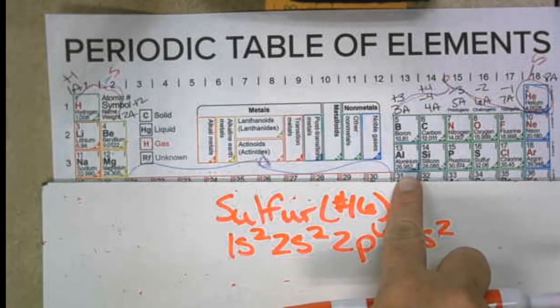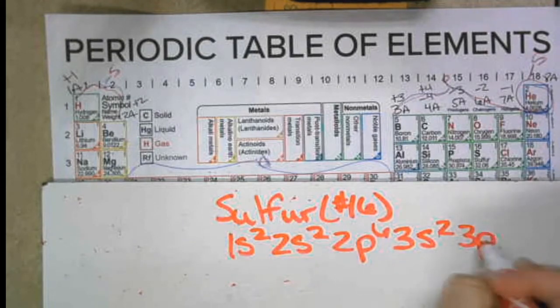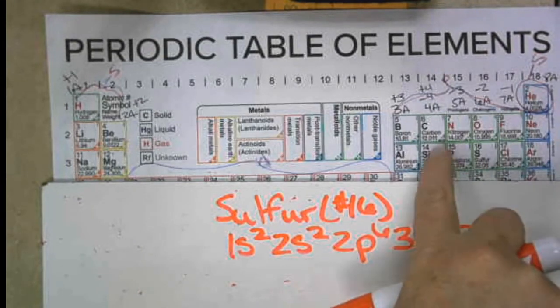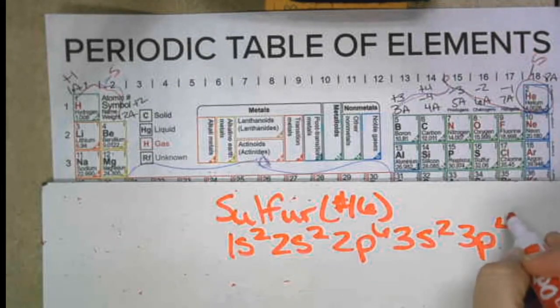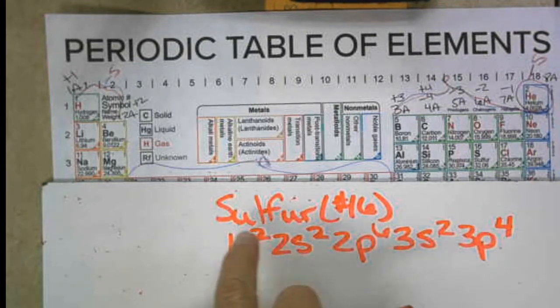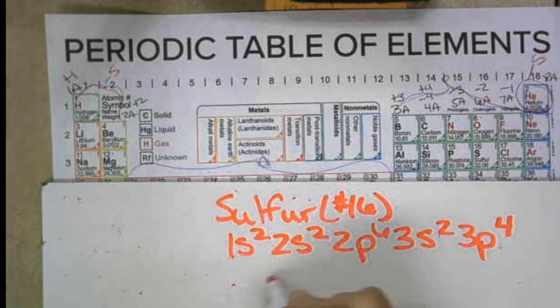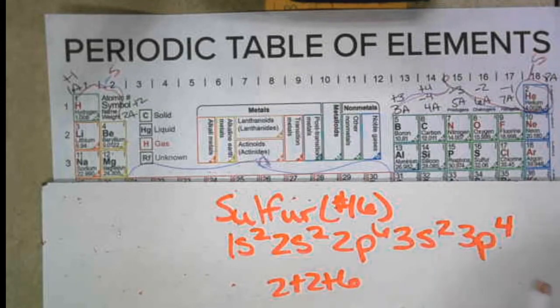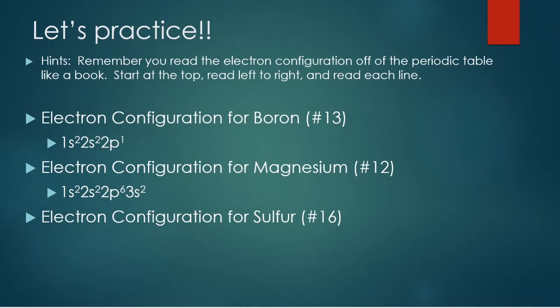So now we must go over to the P block. And this is 3P. Okay. 1, 2, 3, and 4. Now we're at sulfur. That is the electron configuration of sulfur. And if you add up all the powers here, 2 plus 2 plus 6 plus 2 plus 4, this will equal 16. Okay, so our electron configuration for sulfur is 1s2, 2s2, 2p6, 3s2, 3p4.